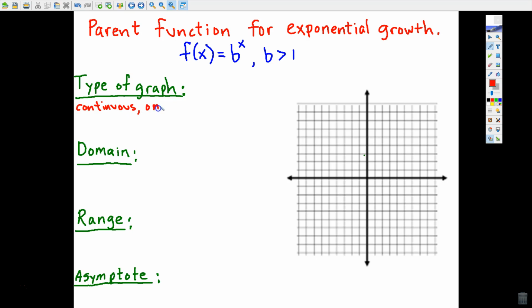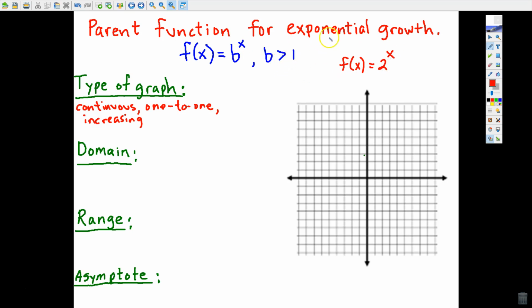It'll be one-to-one. Remember what a one-to-one function is. And then we could also describe it as increasing. Okay, there's three ways really of describing this graph. So you'll understand more where we get this term increasing when we do a little sketch here. So let's just go ahead and do a sample. I'm going to sketch the graph of the function f of x equals 2 to the x power. We're going to make b become 2.